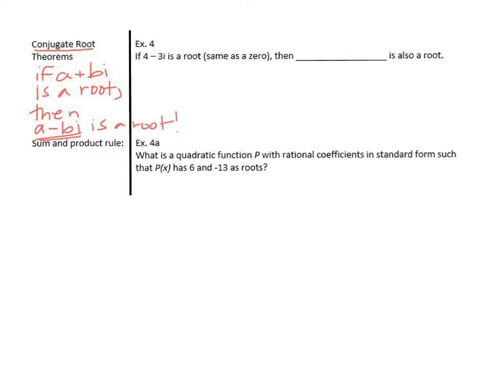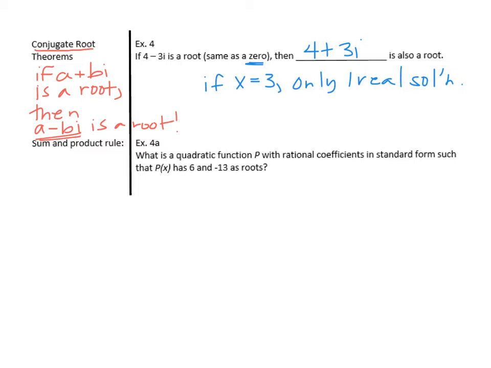So the example on the right, pretty easy to fill in the blank on this one. If 4 minus 3i is a root, which just means the same as a 0, then the conjugate 4 plus 3i is also a root or a 0. Now you can have real solutions. For example, if x equals 3, then that means only one real solution for that. We don't have a conjugate for real solutions, just for complex solutions.